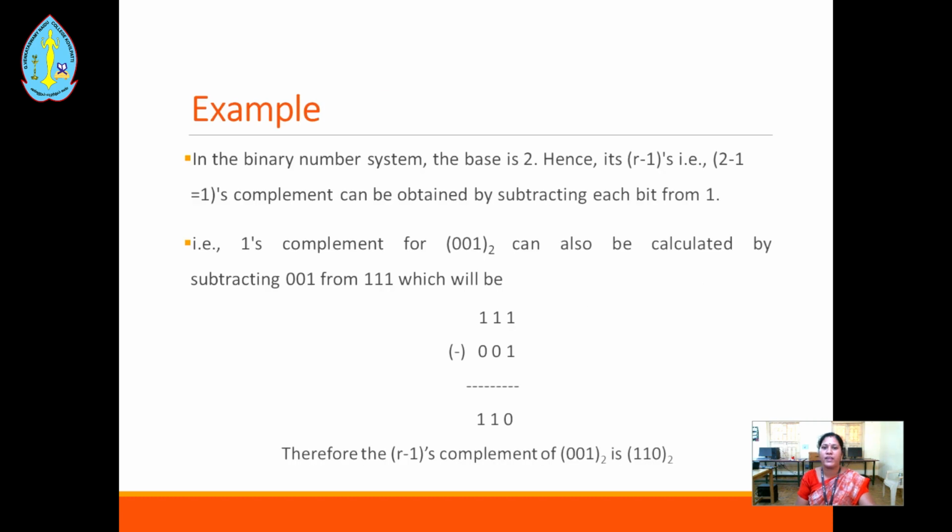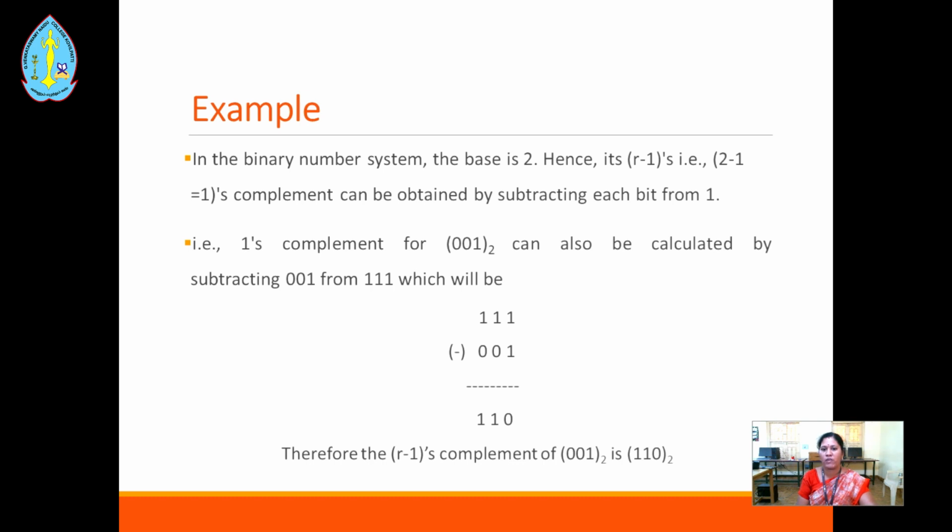Next, for the binary number system, the base is 2. Then we have to obtain the r-1. So r-1 is 2 minus 1. Therefore, 1. 1 is the largest number in that number system. To find the 1's complement of 001, the r-1's complement, here r-1 is 1's complement because the r-1 value is 1.